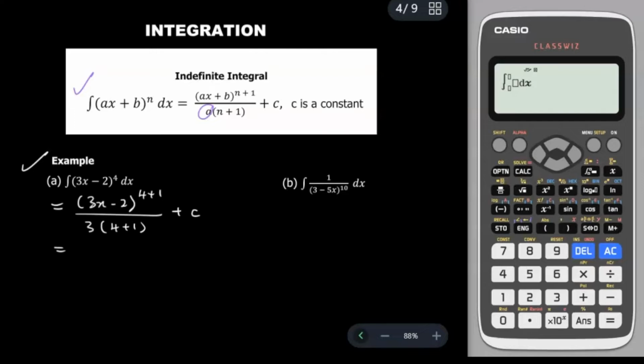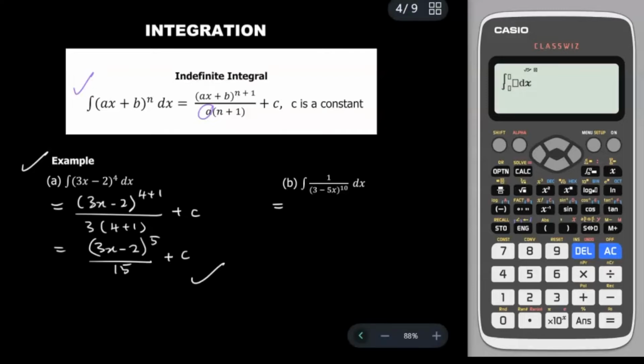Okay, so it's equals to (3x minus 2) whole thing to the power 5 over, so this is 3 times 5, which is 15, then plus c, and this is the answer. Okay, let's try for b.